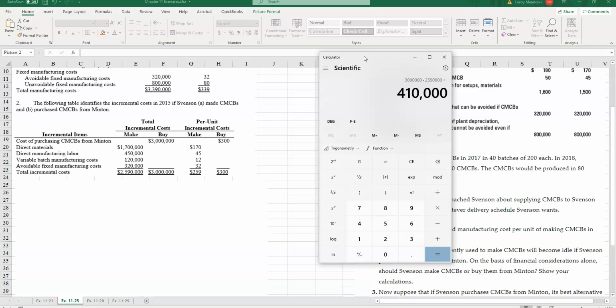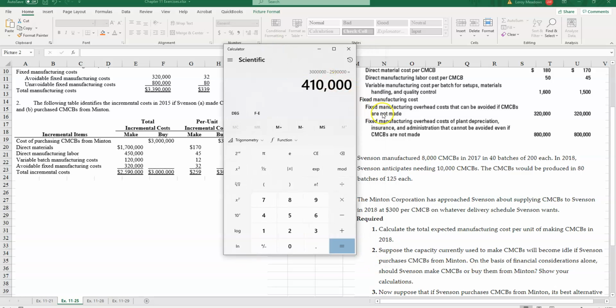So in other words, it's going to cost me $410,000 more to buy them from Minton Corporation. And again, this is where we have to really pay attention and figure out what costs are avoidable and what costs are not avoidable. And this goes back to the premise in the book that not all variable costs are automatically relevant and not all fixed costs are irrelevant. Variable costs are not always relevant. Fixed costs are not always irrelevant.